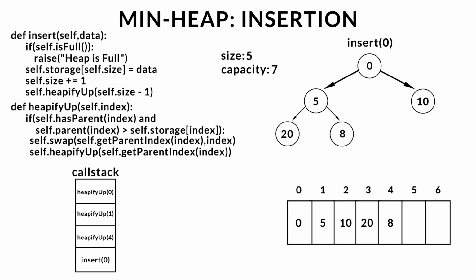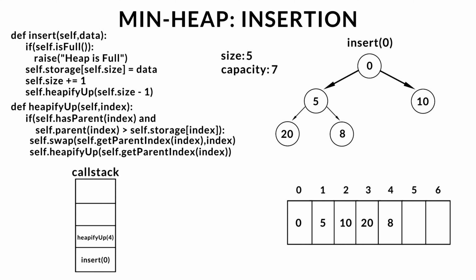Executing our HeapifyUp method once more. Does the node we're currently at have a parent? It doesn't, so we don't execute the if statement, and we're done executing this HeapifyUp method. So we pop this off the stack. We then get returned to the previous HeapifyUp method, which has also finished executing, so we can pop this off the stack as well.